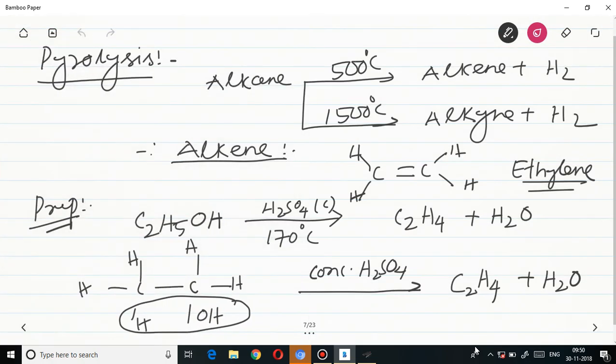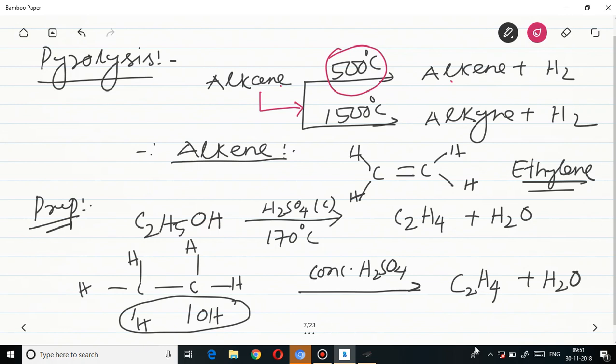Coming to pyrolysis. Pyrolysis is something like breaking of alkanes. If I heat alkane at 500 degrees centigrade, this alkane will be converted to alkene and hydrogen will be released. But if I heat the alkane at 1500 degrees centigrade, you can see the heat is more here. So if heat is more, then the bonds will be broken. Maximum number of bonds will be broken, and it will be alkyne plus hydrogen.